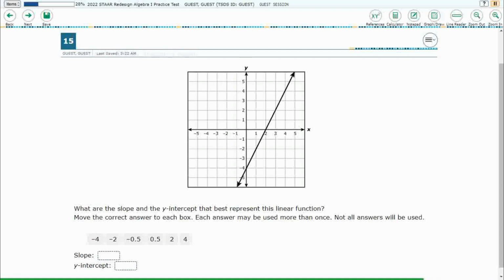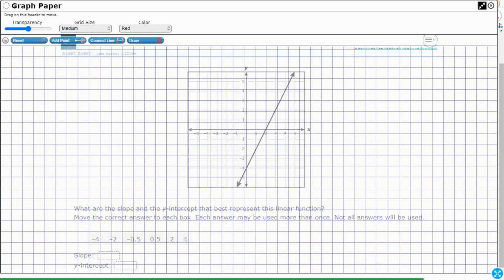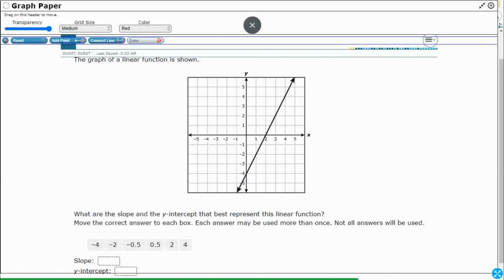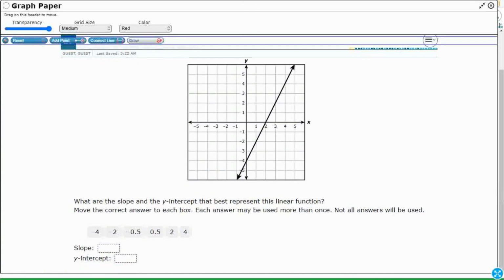And let's go and open up our graph draw feature so we can write all over this. And let's increase our transparency so that grid is not sitting on top. All right, so what are we looking at here? We've got a graph of a linear function, and we need to find the slope and the y-intercept that best represent this. Okay, so let's identify those two real quick.